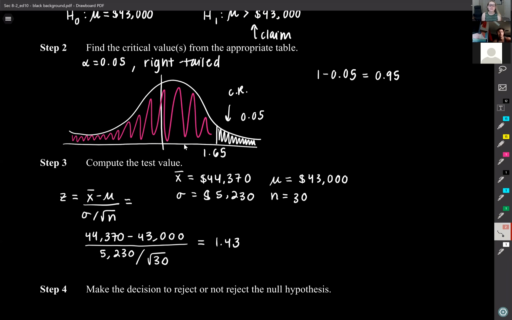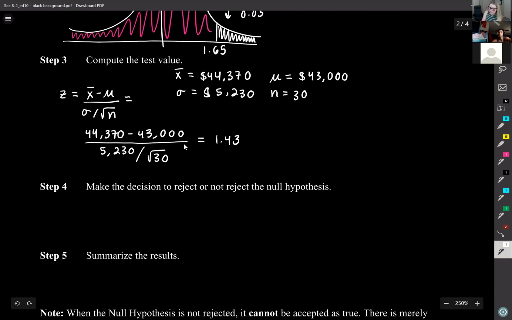We can't reject it because our test value was 1.43 and our critical region was anything greater than 1.65. 1.43 is less than 1.65. So that means our test value falls in the non-critical region, probably around there. So that does not work for us, sadly. Because 1.43 is less than 1.65 in our case, we cannot reject the null.